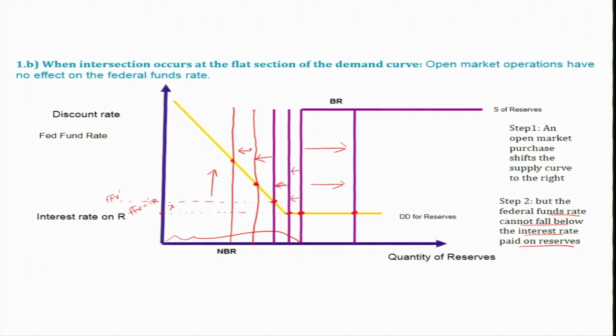As a result, the reserves with the banking system are reduced. Then you can see that the new intersection is going to be here, right? So the curve is going to be like this. So this is the way, using open market operations, the Fed influences the Fed fund rate. This is one of the tools.